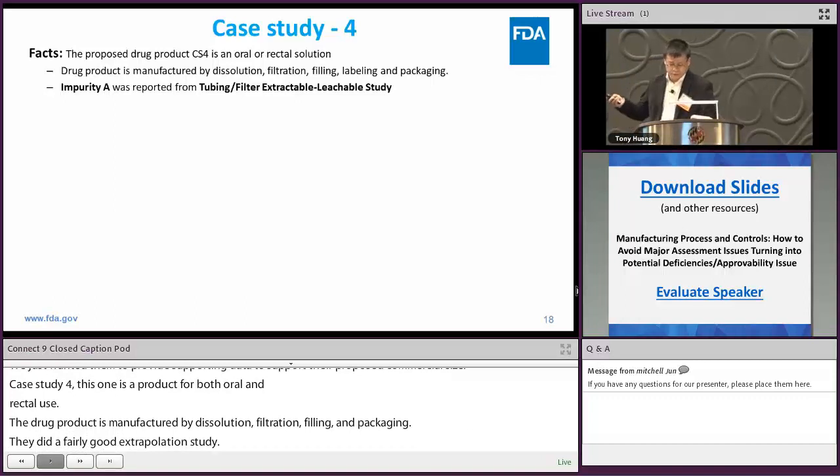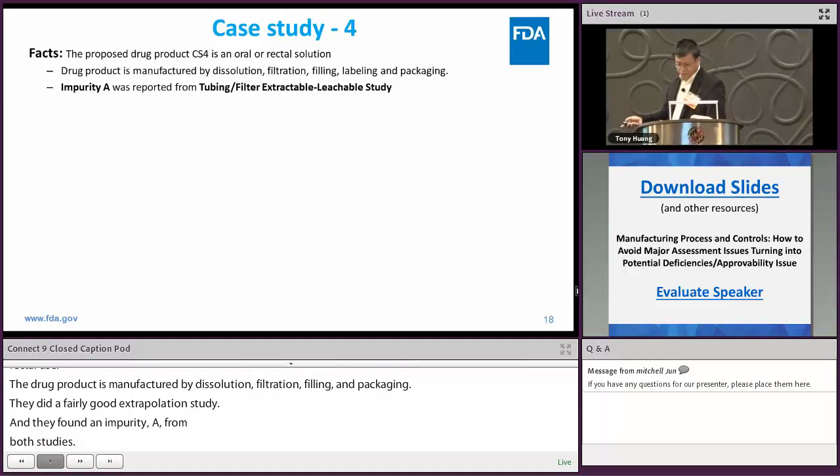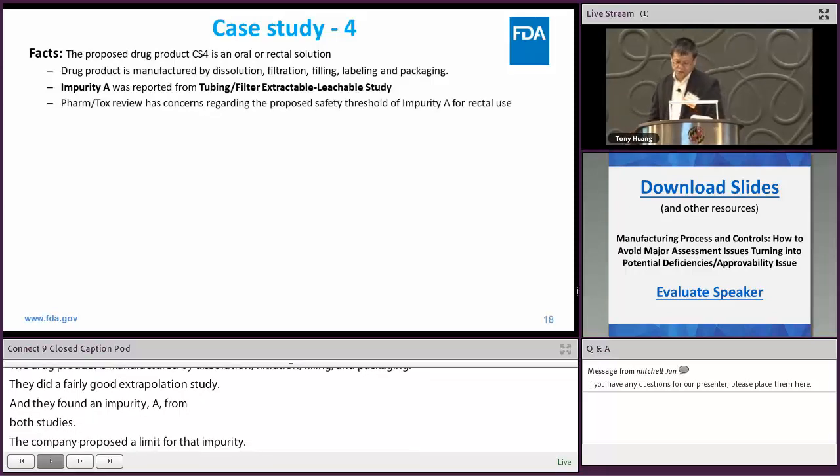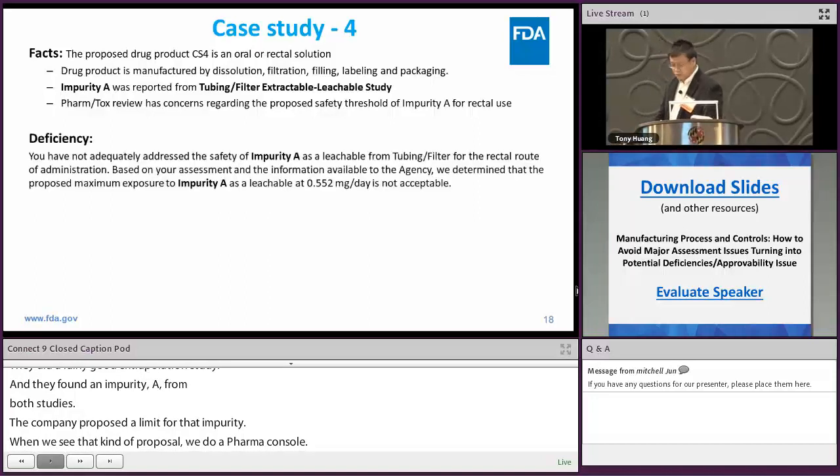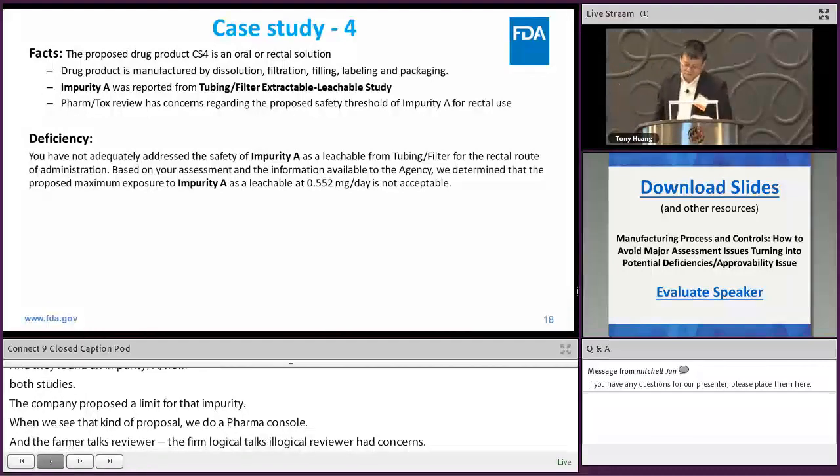And when we see those impurities, the company proposed a limit for that impurity. When we see that kind of proposal, we do a pharmacotox consult, and the pharmacotox reviewer had concerns regarding the proposed safety threshold for rectal use. So in the deficiency, I just combine the concerns from two disciplines in one deficiency for our discussion.